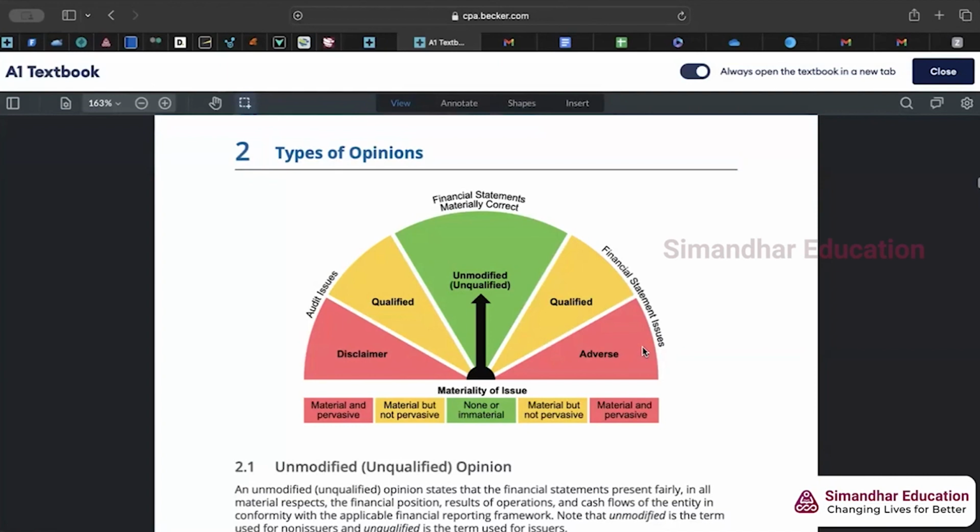If it is immaterial, it cannot be pervasive. First test is whether it is material or not. Then the second test is whether it is pervasive or not. How can an immaterial impact be evaluated for pervasiveness?